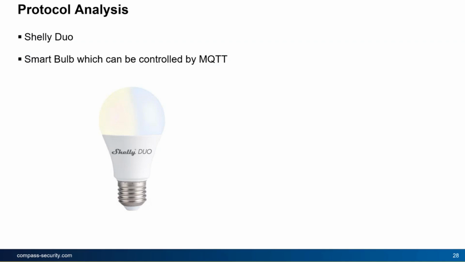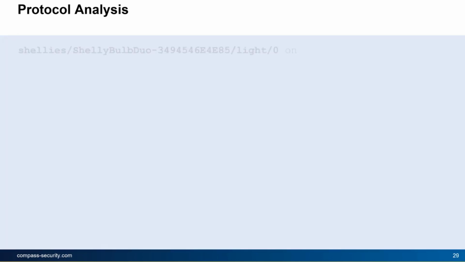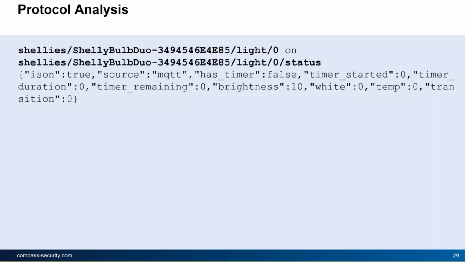So the second device I looked at was the Shelly Duo. And this is a bit more interesting, as you can not only read values which are sent from this device, but you can also write and control this device via MQTT. So here, very similar, we have a topic called light 0, and here we have the value on. We have a status which defines a couple of values like brightness, etc.